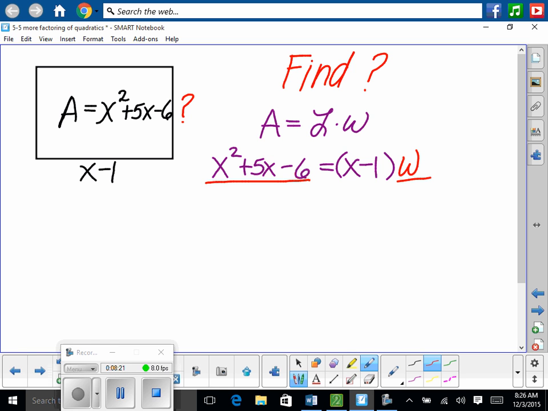Let's do what multiplies to be negative 6 and adds up to be 5. 1 times 6, 3 times 5. Let's make sure we pick the correct one, because look, 1 and 6 technically could add up to be 5.